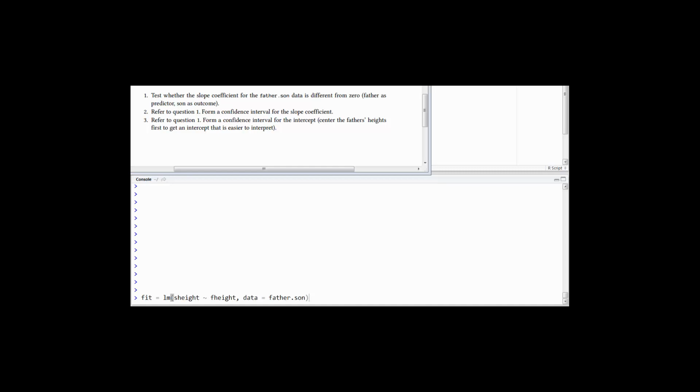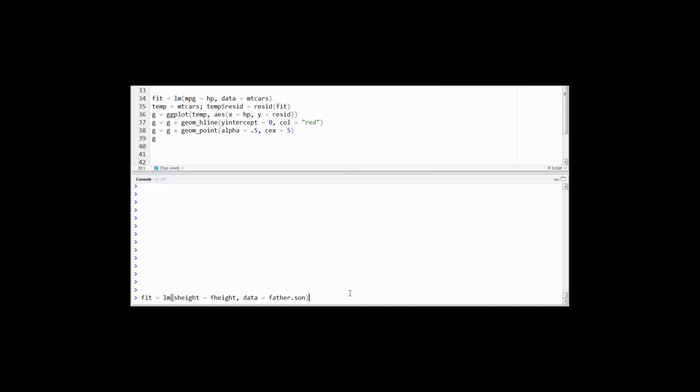This is question 3 of the Inference chapter, chapter 7 of the regression model book. This question refers to question 1, but is also related to question 2 as well. It's asking us to form a confidence interval for the intercept for the regression relationship between the father's height and the son's height. Here I'm fitting the model again.